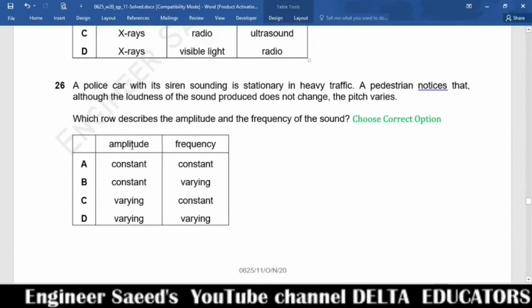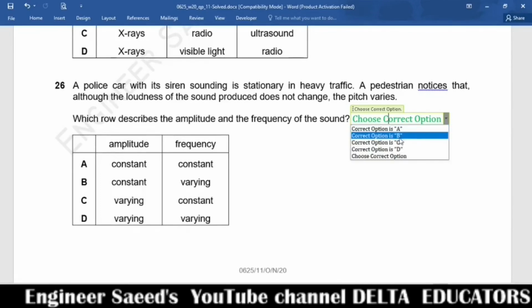Now if we check the options for amplitude, constant is given in A and B. So possible options will be A and B. For frequency, in B it is given varying and in A it is given constant. Since pitch varies, frequency will be varied. So here our correct option will be option B. Amplitude is constant because loudness does not change, and frequency is varying because pitch varies. So the correct option will be option B.